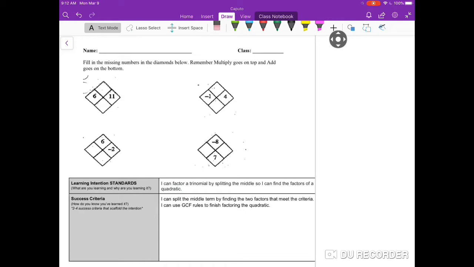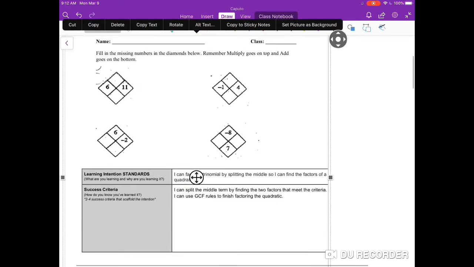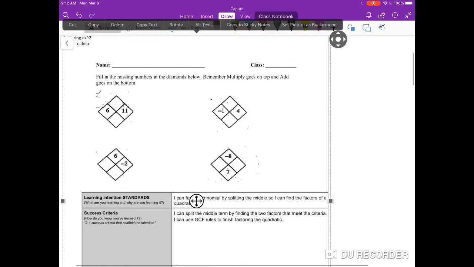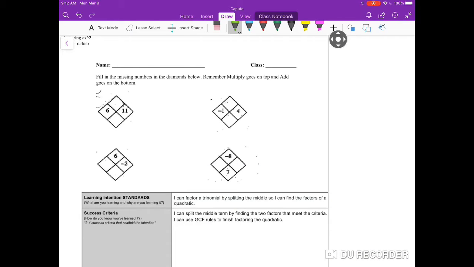So what I want you to understand here is that the numbers are not always going to add up to, like, 6 and 2 is 8 and 6 times 2 is 12. Sometimes the numbers are going to be a little bit different. So you might have a negative 12. Well, the only way to get a negative 12 is to have a positive and a negative. So today we're going to look at a couple of different things.